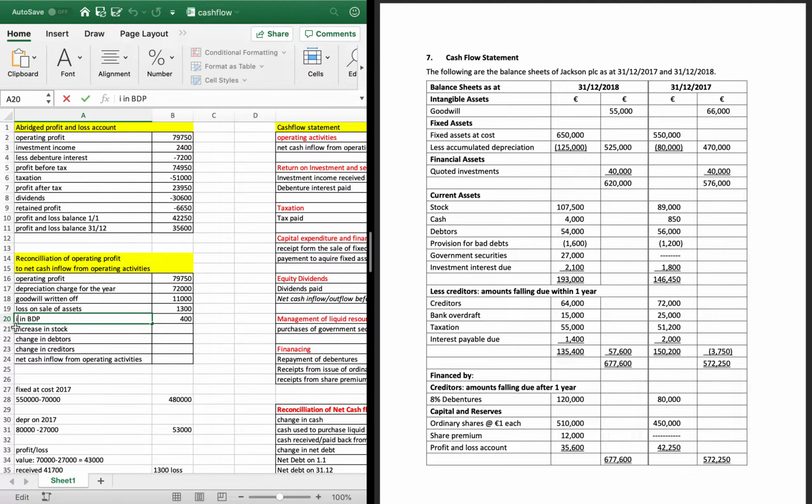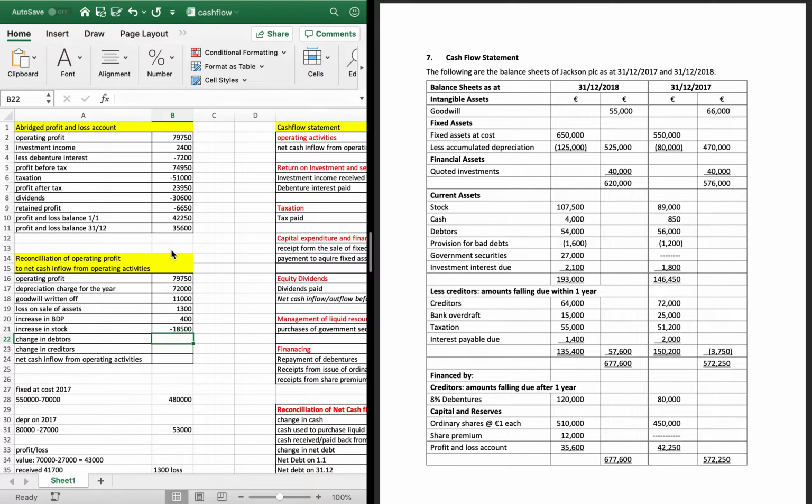So think about that. If you increase the amount of stock in your business, well, you have to buy that stock. So if you've bought the stock, your stock goes up, your cash has to go down. Your stock can never go up and your cash goes up at the same time. If stock goes up, cash goes down. So an increase in stock of 18,500 reduces our cash. So that's going to be a minus 18,500.